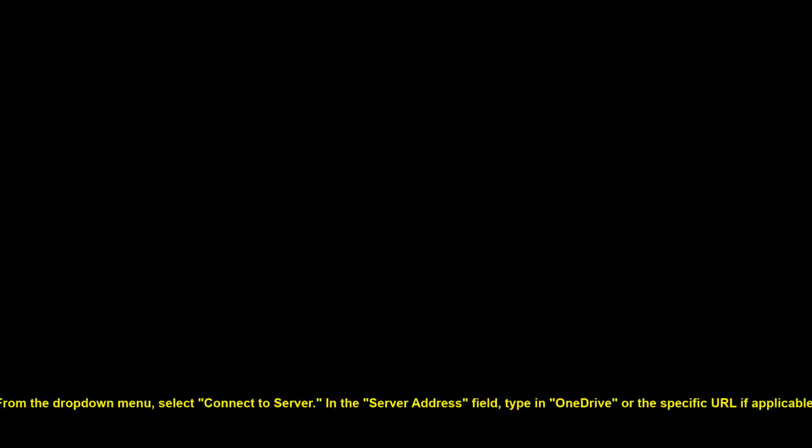Click on the Finder icon located in the dock. In the Finder menu, look for Go at the top of your screen. From the drop-down menu, select Connect to Server. In the server address field, type in OneDrive or the specific URL. Click Connect and wait for the connection to establish.